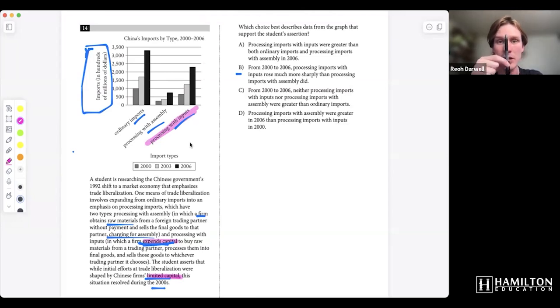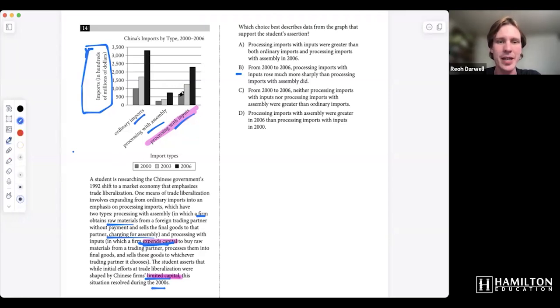You have to have the raw materials given to you ahead of time so that you can pay back with the finished product. All right, so basically, processing with assembly means you are paying the company with the goods you make and charging the price of assembling those goods. Processing with inputs means you pay with money or capital to buy those imported raw materials and then transform them into a literal product that you then sell on the open market. All right, so what do we see that proves the student's assertion that limited capital was an issue until all of a sudden it wasn't through the 2000s?